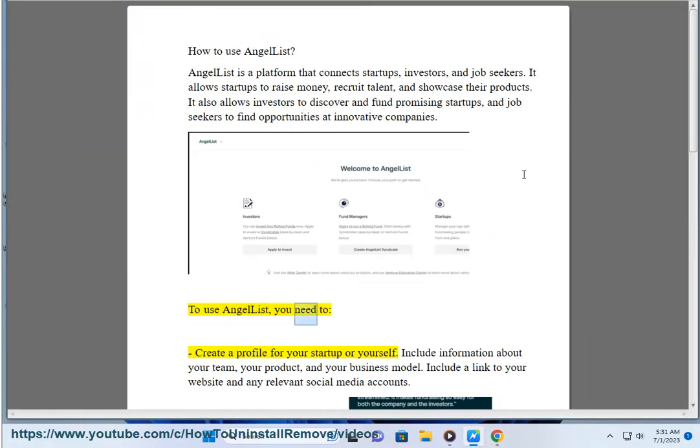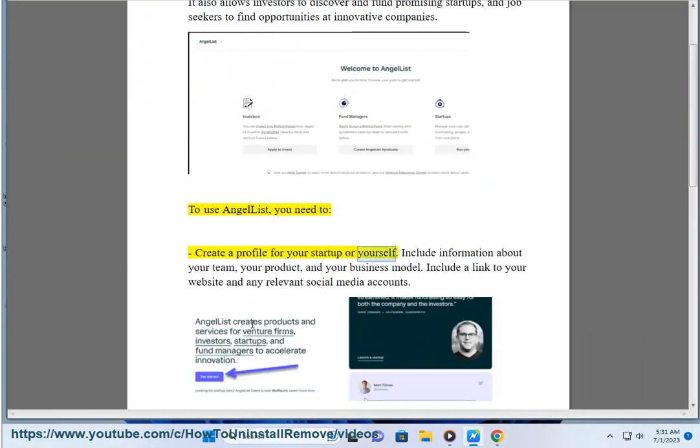To use AngelList, you need to create a profile for your startup or yourself. Include information about your team, your product, and your business model. Include a link to your website and any relevant social media accounts.